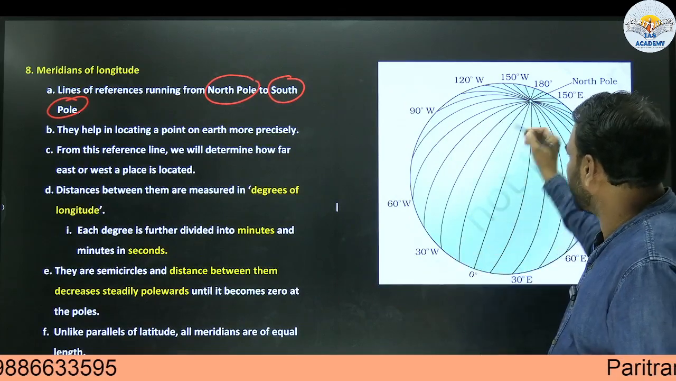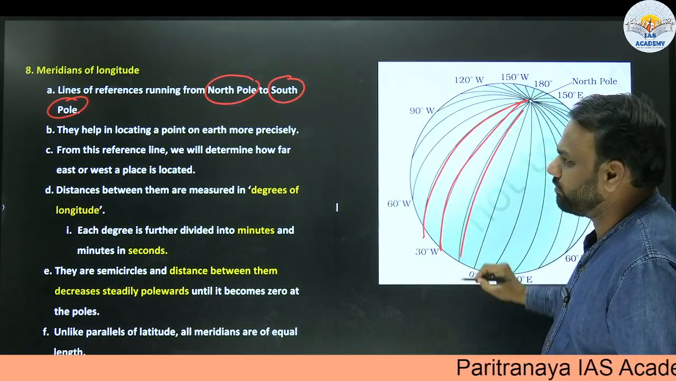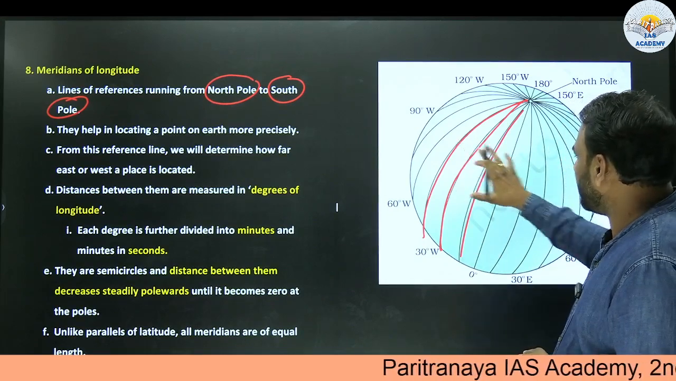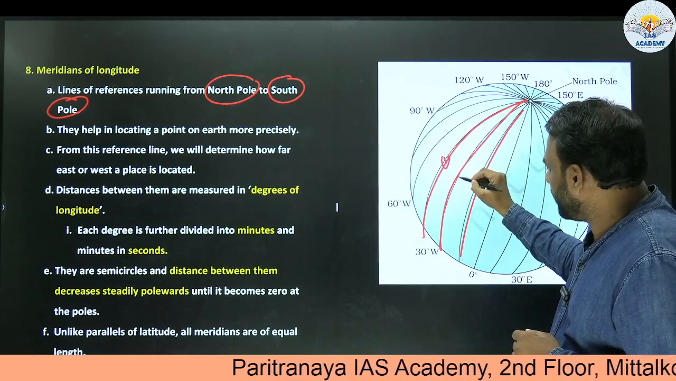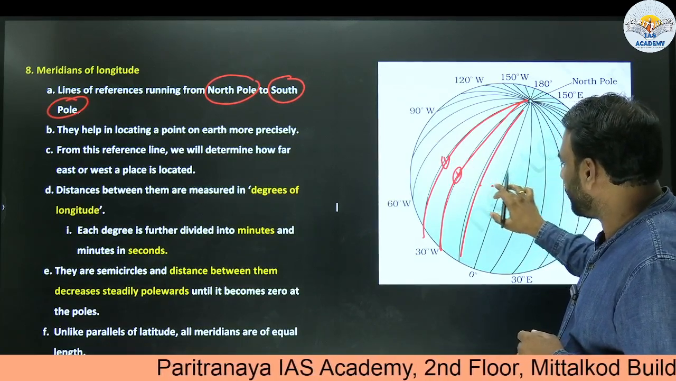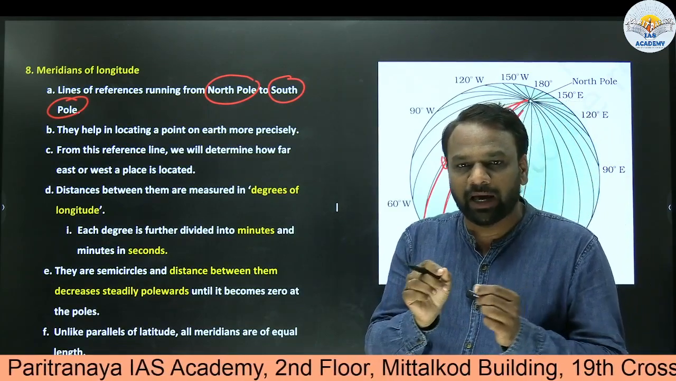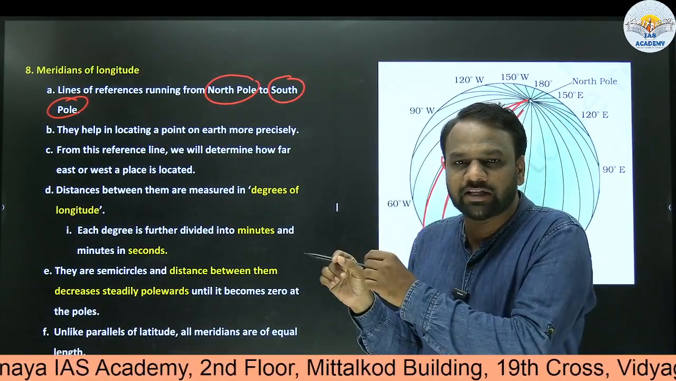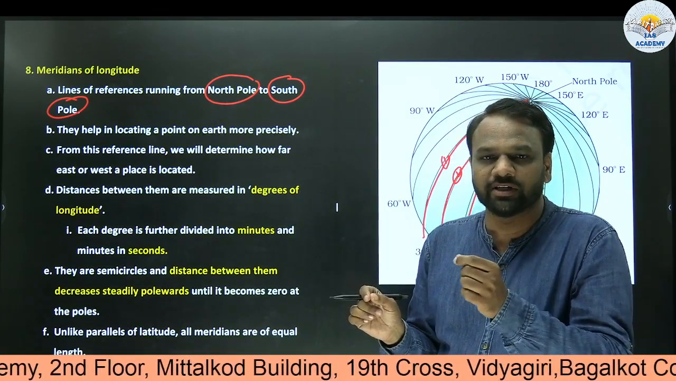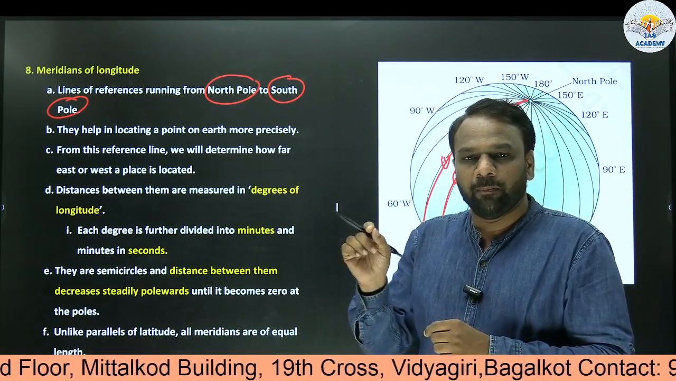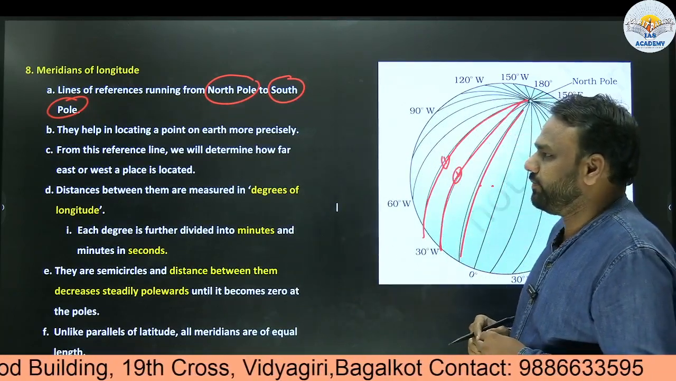There are various lines running over here. This is one longitude, this is another longitude, and so on. We call them meridians of longitude. In the case of latitudes, we use the term parallels of latitude, and in the case of longitude, we use the term meridians of longitude.